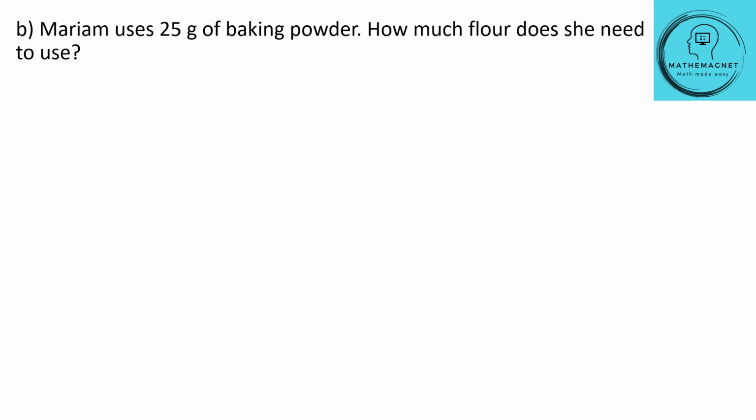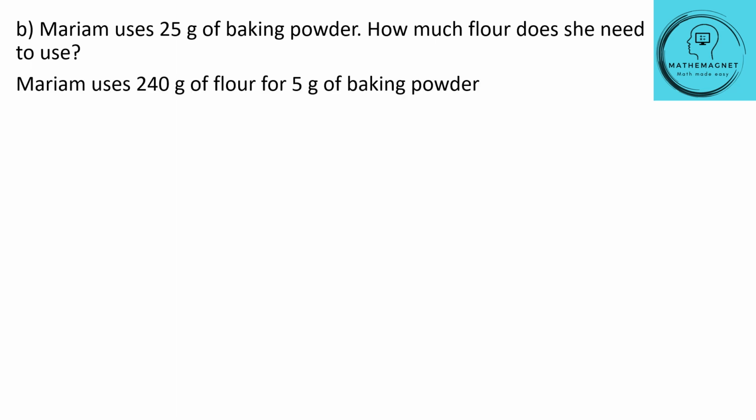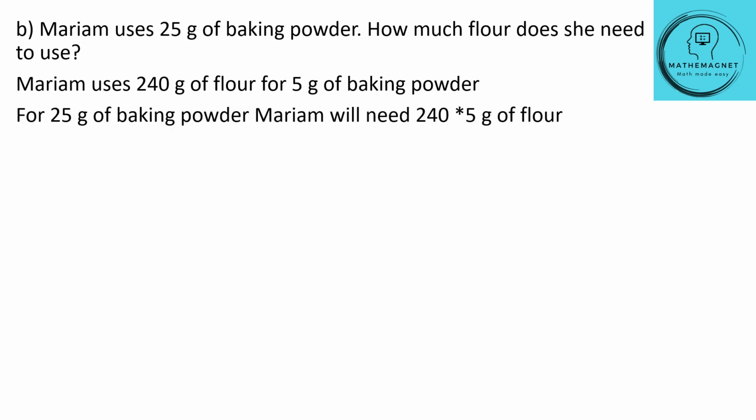Question B. Mariam uses 25 grams of baking powder. How much flour does she need to use? We already know that for 5 grams of baking powder, she uses 240 grams of flour. Now for 25 grams of baking powder, how much flour will she need is the question. So basically what we have done is, for 5 grams it is 240, for 25 grams how much? So it will be 25 into 240 divided by 5, which is also equivalent to 240 into 5. So she will need 1200 grams of flour.